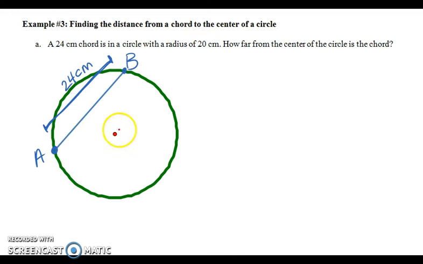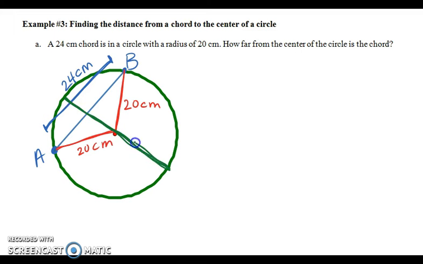So if I can connect two radii, I can make a shape that I'm familiar with, and that shape is going to be a triangle. Hopefully you see that. So this radius is 20 centimeters, and that means this radius will also be 20 centimeters. The radius will be the same no matter where the radius is located, as long as it's coming from the center of the circle.